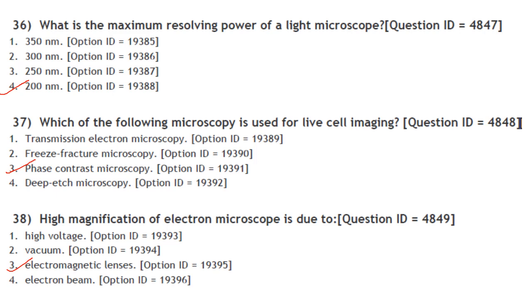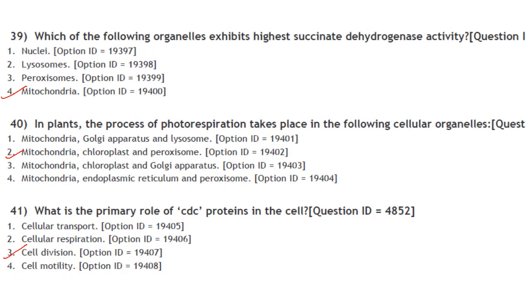Then, which of the following microscopy is used for live cell imaging? So, it is phase contrast microscopy that is used for live cell imaging. High magnification of the electron microscope is due to electromagnetic lenses. Next one. Which of the following organelles exhibit highest succinate dehydrogenase activity? So, answer is mitochondria because succinate dehydrogenase is present in the inner mitochondrial membrane.